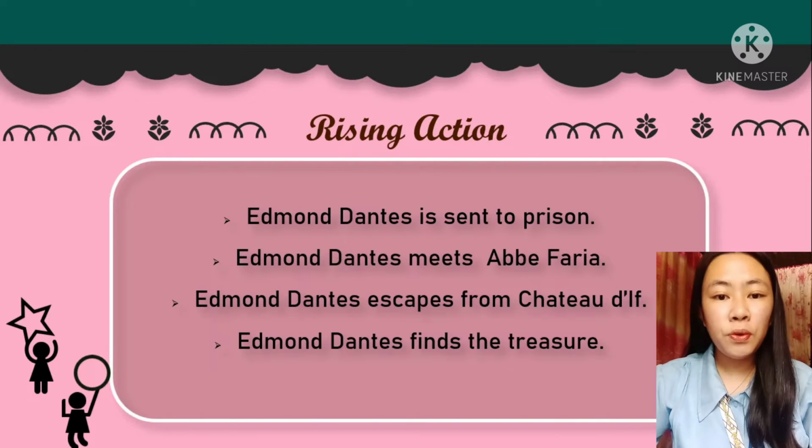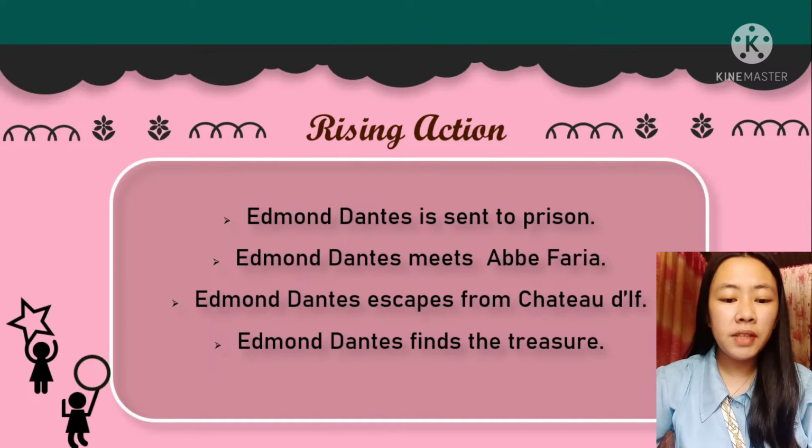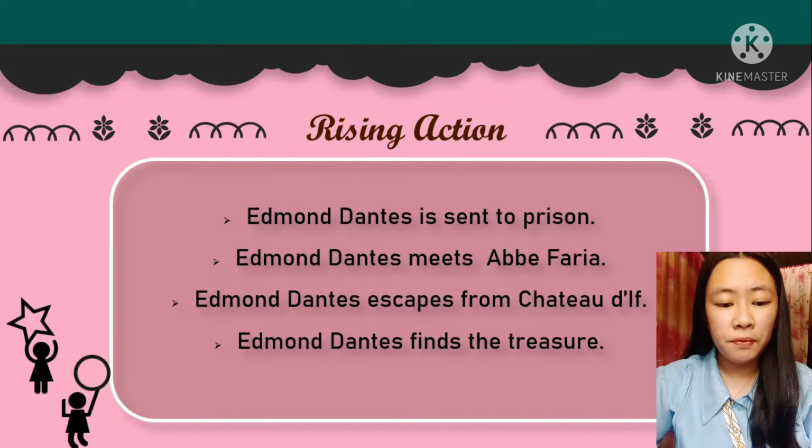Let's proceed now to the rising action. So Edmond Dantes is sent to prison. Dantes spent 14 years in the dungeon of Chateau d'If. His father, fiancée, and even his friends had no idea where he was or what had really happened to him.